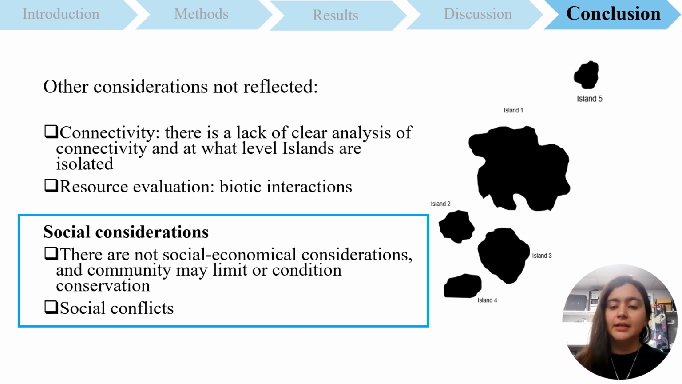And finally, we need to consider the human factors, right? So the social considerations in which socioeconomic activities shape the species communities and limit the conditions in which we could make or implement conservation strategies. And finally, we need to assess social conflicts that could potentially limit the implementations that we could do in the future.